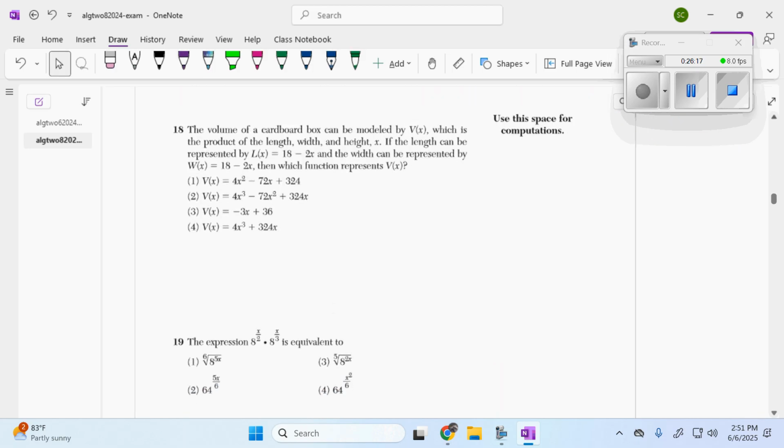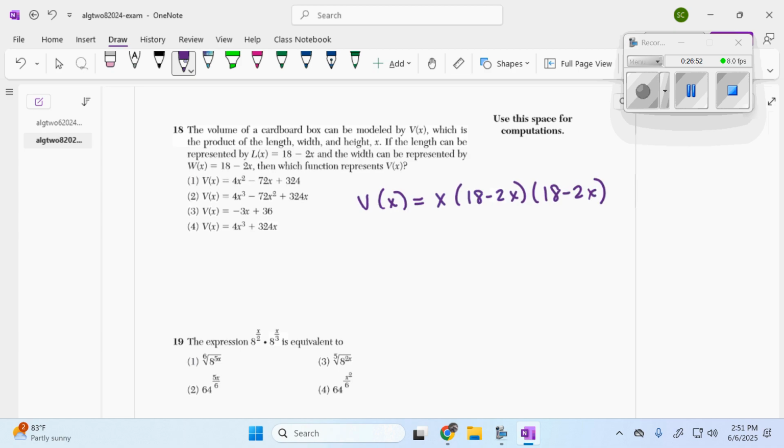For number 18, they give us this big paragraph to read through about lengths and things in the box, and it wants us to find volume. So it tells us that the height is x, the length is 18 minus 2x, and the width is 18 minus 2x as well. To find volume, we're going to multiply length times width times height. I'm just going to put the height first because it's x by itself, times 18 minus 2x times 18 minus 2x. And then from here, we're trying to figure out which of these is equivalent to this product.